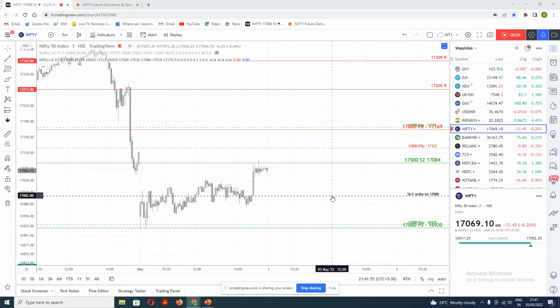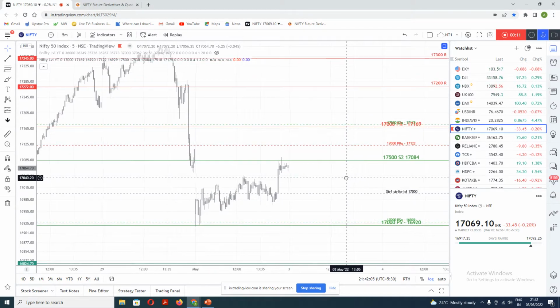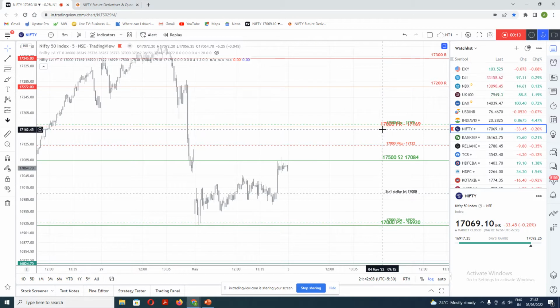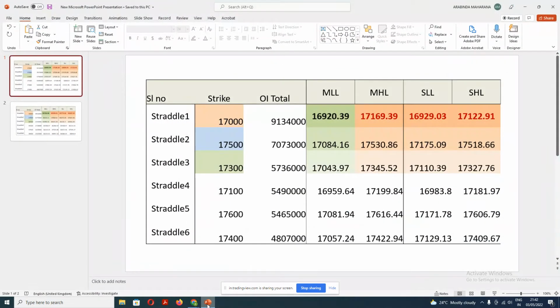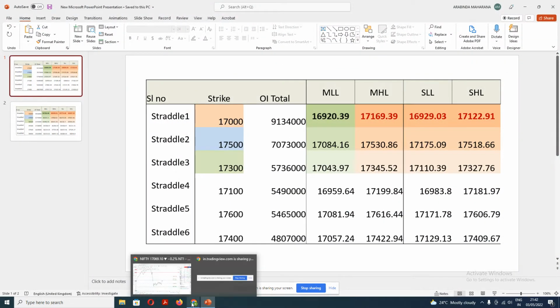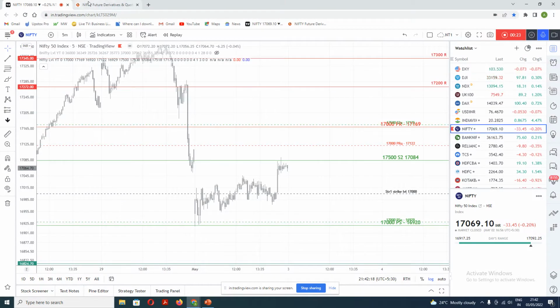Today we are going to discuss the pre-market option technicals for 4th May. So first you will see Nifty. In Nifty, the straddle has been formed near 17,000 and the second straddle is 17,500. If you go into more detail, you can see it on the NSE website.